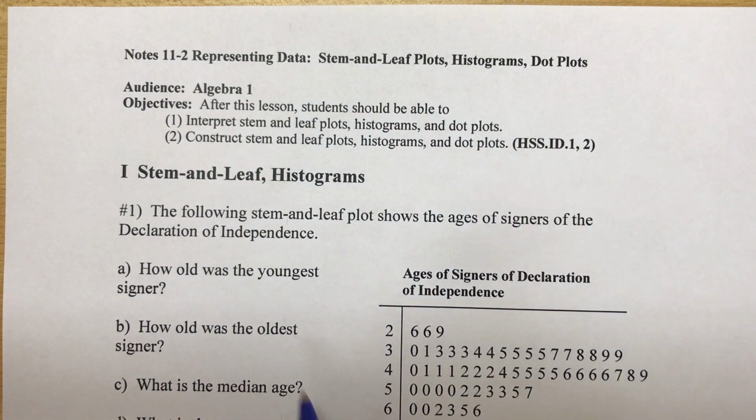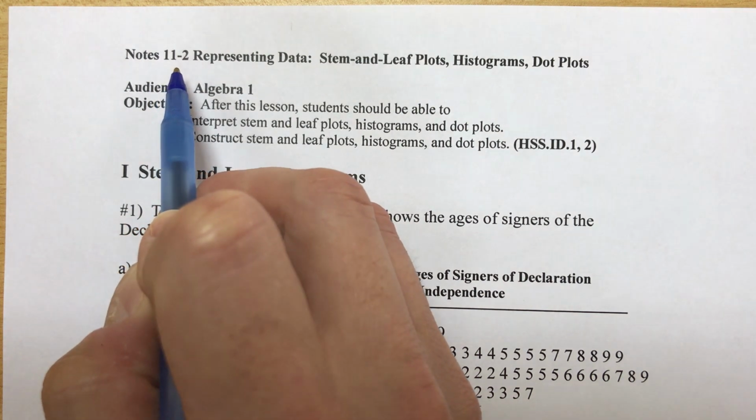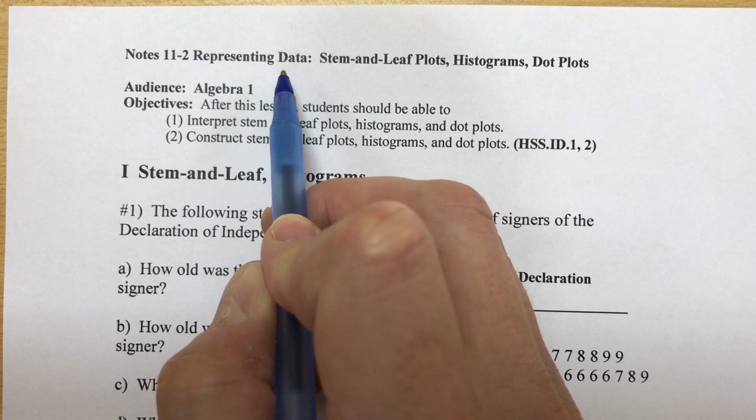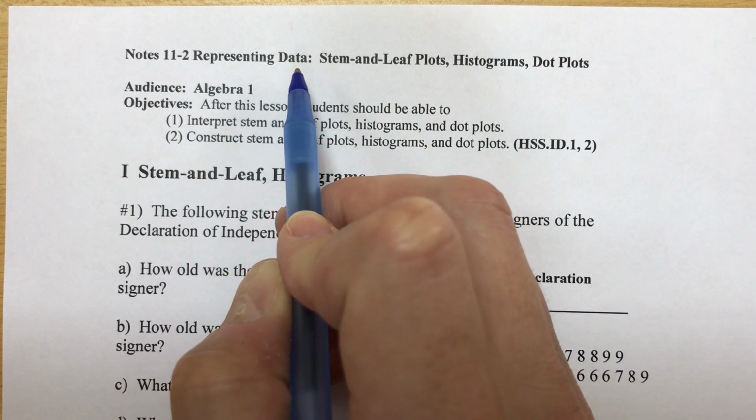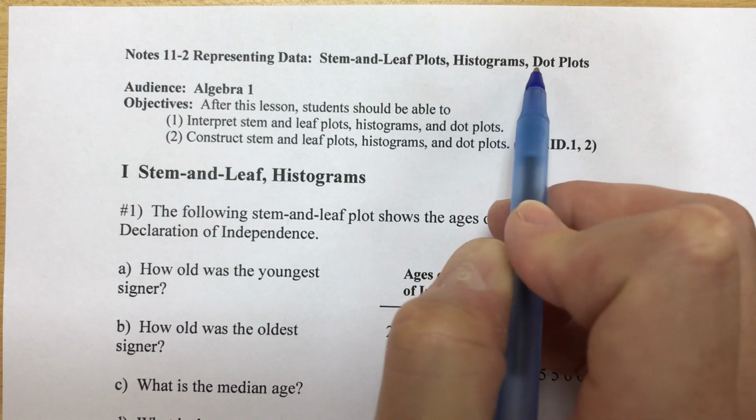Okay, Algebra 1 fans, our topic for today, this is Notes 11-2. We're continuing with data. Today we're going to talk about how we can represent it, a couple ways that you can graph it and draw it: stem and leaf plots, histograms, and what we call dot plots.